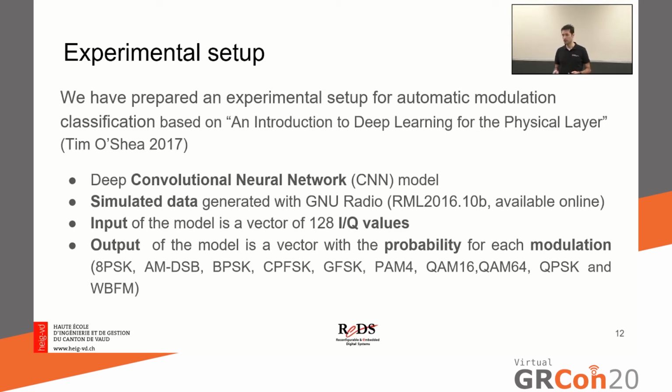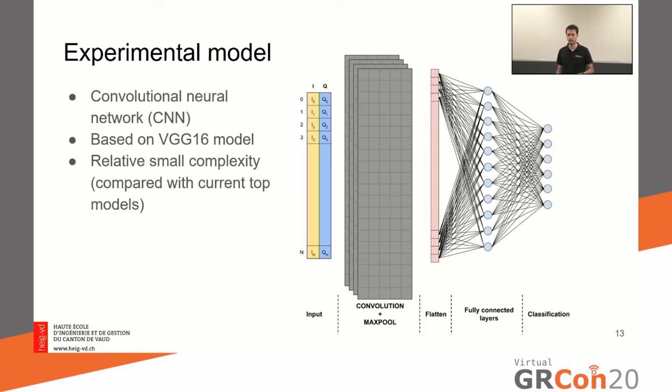The input of that convolutional neural network will be a vector of 128 IQ values, and the output of the model will be the probability of that input for each of the modulations used in training. There you have a list of the modulations that they used in the simulated data. Now here we have the model that they use for classification.